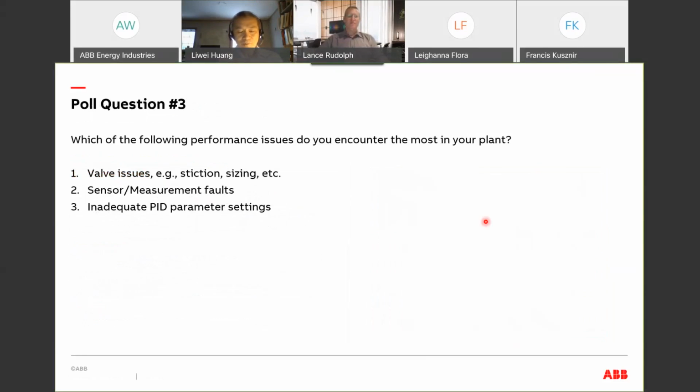So at this point, I would like to open up for our last poll question for today. The question is, which of the following performance issues do you encounter the most in your plant? Do you encounter valve issues, for example, stiction sizing, or sensor measurement faults, or inadequate PID parameter settings? In other words, PID tuning issues. So again, you get a few seconds to answer these questions to the best of your knowledge. And we thank you and appreciate your response on these questions.